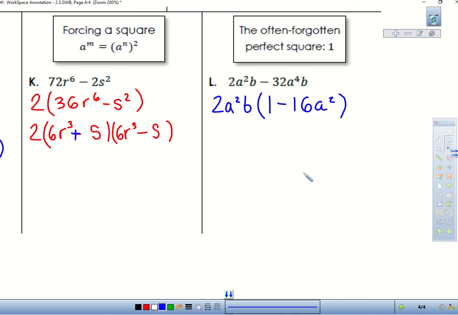Is everyone good with how we got that part? Now this right here is actually the difference of perfect squares, even if you don't see it right off the bat, because 1 is still a perfect square. So we have our plus and our minus. What's the square root of 1? 1. What's the square root of 16a squared? 4a. 4a.